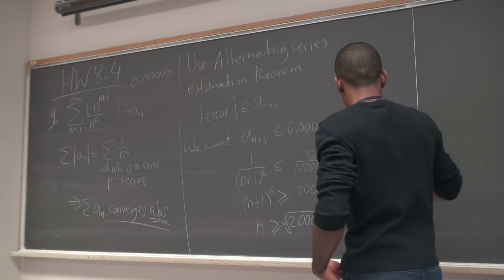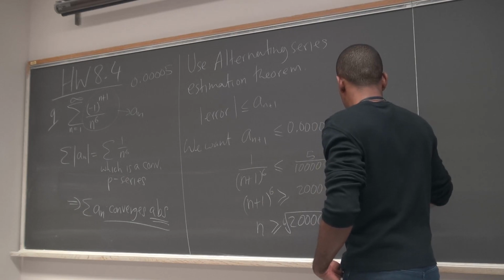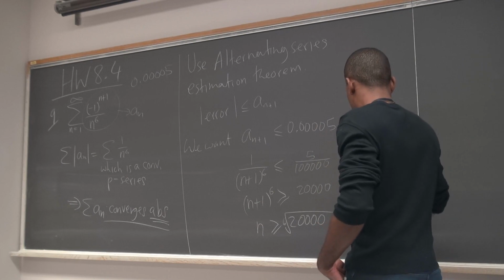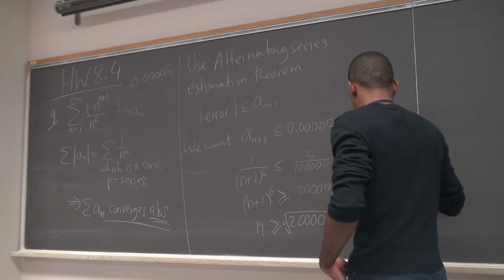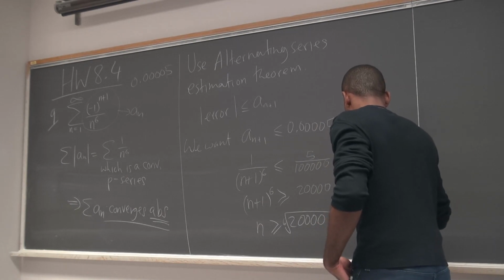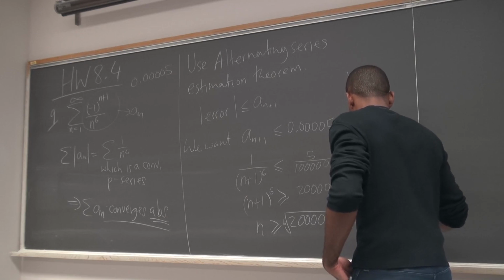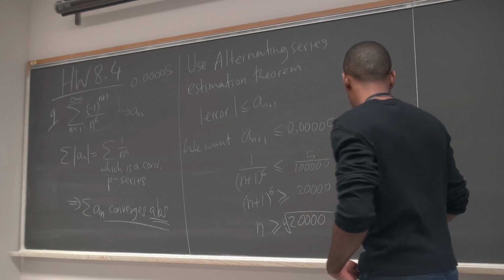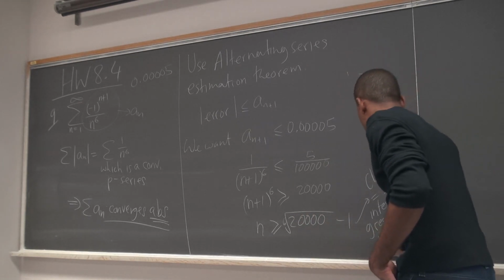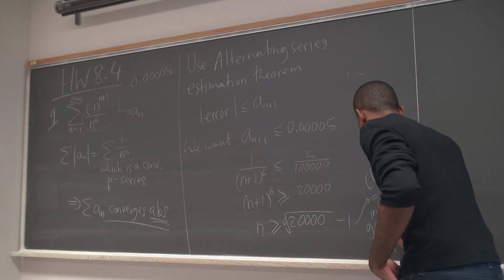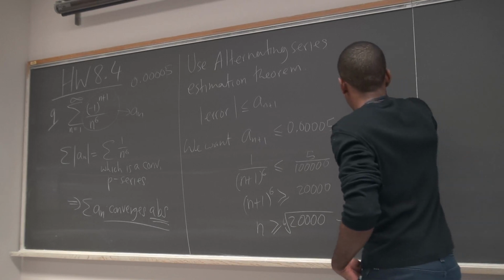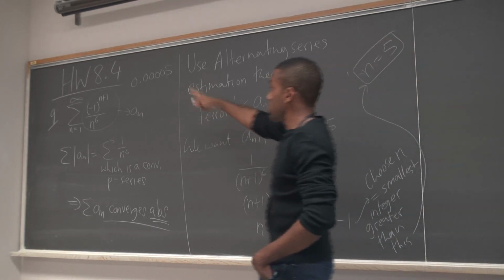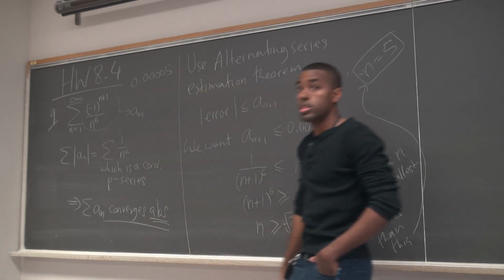Choose n equals the smallest integer greater than this number. What is that number roughly? I don't know. 4.21. This is just 4.21? Yeah. So n equals 5. So to get an approximation this good, I just need 5 terms of that series.